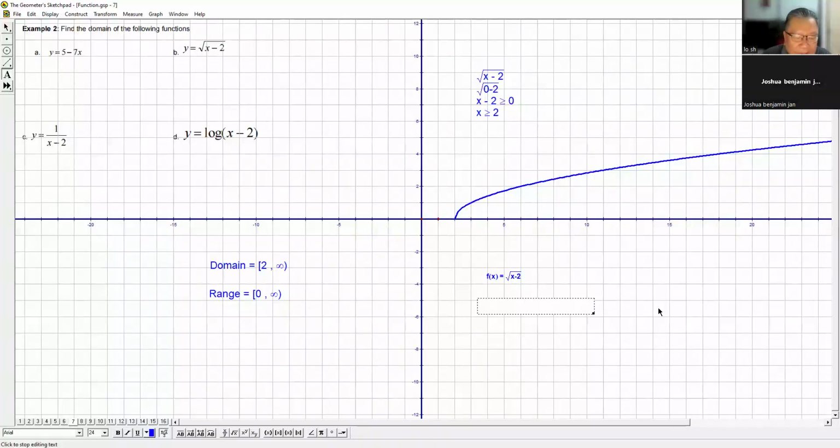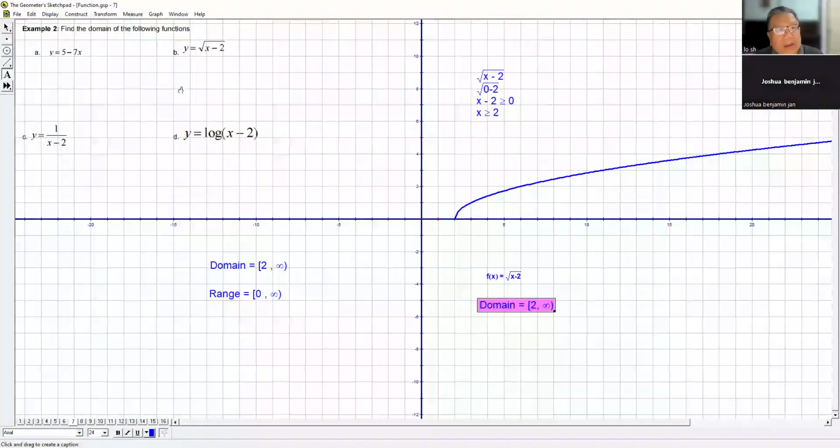So what is the domain now? The domain should be at least equal to 2. Then from 2, you see here, this is 1, this is 2, the x starts from 2 and stretches until infinity. So the next one will be infinity. But as I've said, it cannot be equal to infinity, so you put a round bracket there. So this is the domain for this function, square root of x minus 2.